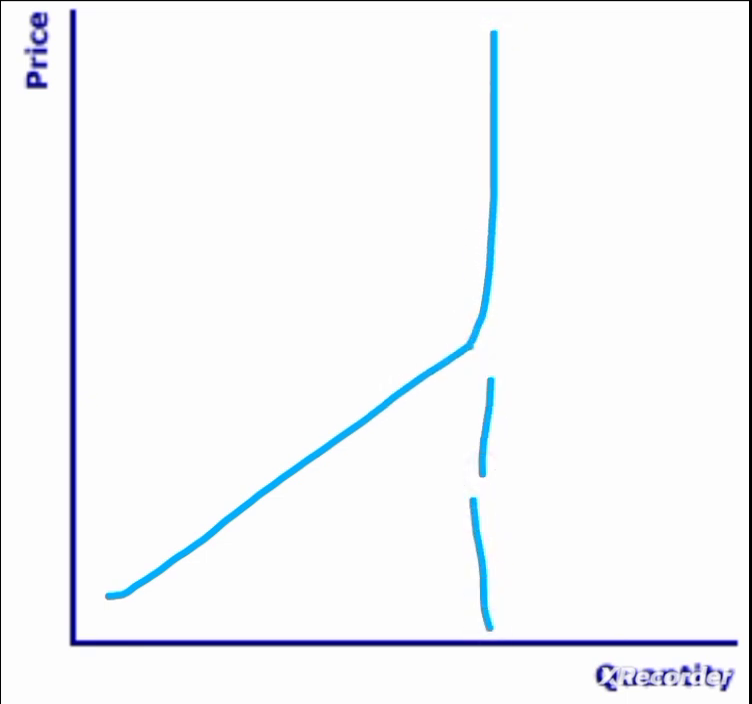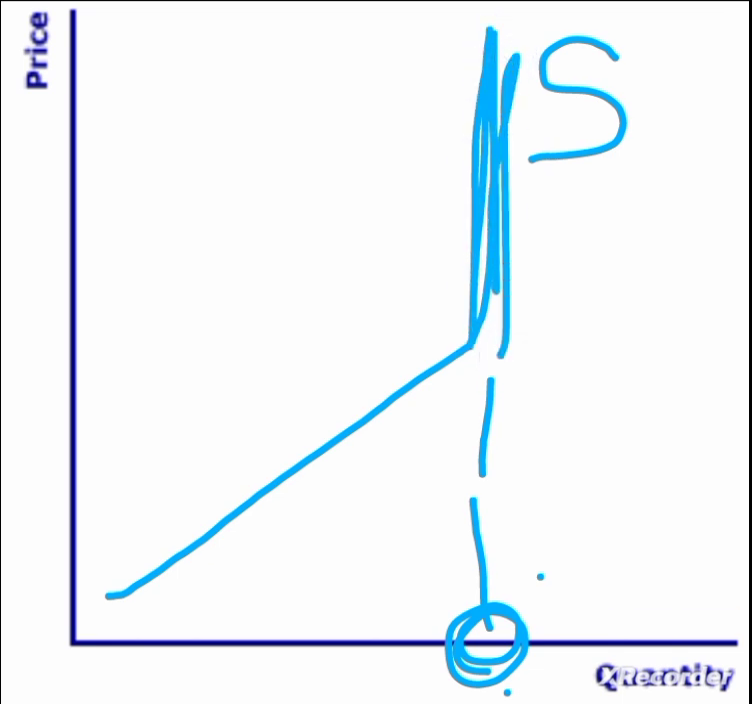Try a supply curve with a capacity constraint. What's that going to look like? So it looks like a normal supply curve up to a certain point, and then it just goes straight up. So above that maximum quantity there, we can't supply any more, or the firm can't supply any more. So the supply curve then becomes vertical.